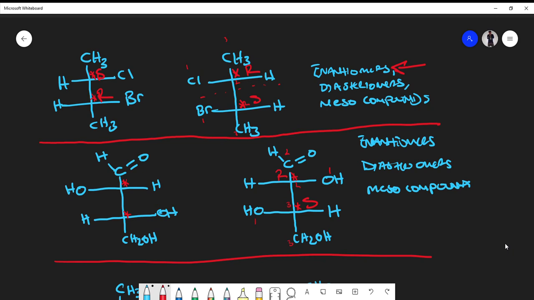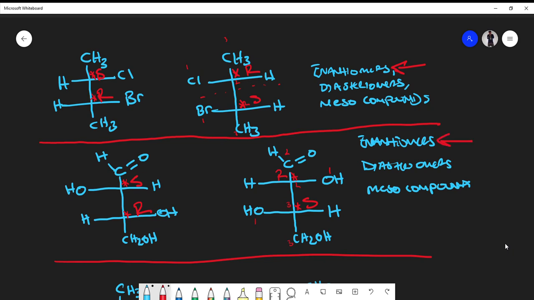Now, do this one for yourself. What you will find is that this would be S and this would be R. Again, like we said before, look at carbon 1. If we're labeling this as carbon 1 and we're labeling this as carbon 1, you can see that one is S, one is R, and the opposite is true for the other carbon. So these are actually enantiomers.